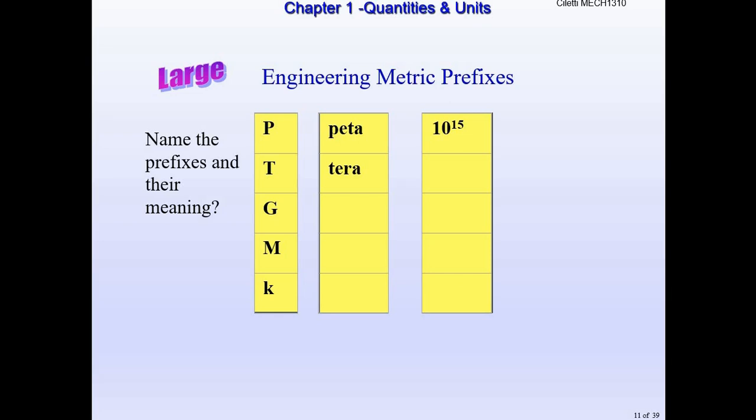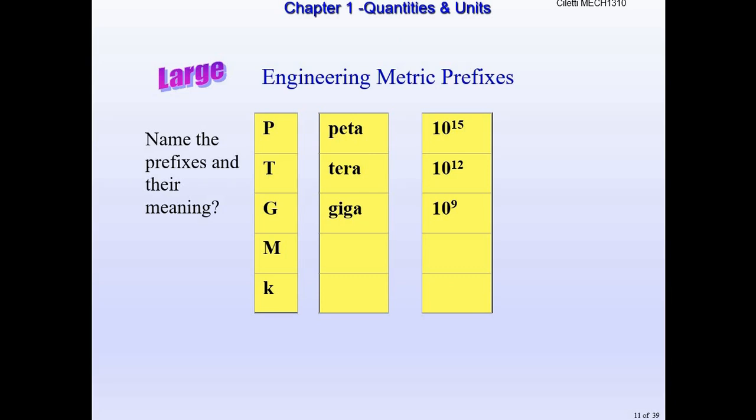If you have a terabyte hard drive on your computer, that's 10 to the 12th, a very large number. Giga is 10 to the 9th. Most of our little thumb drives are gigabytes, or you have 16 gigabytes of RAM on your computer. Those are common terms, and that's kind of where they come from.